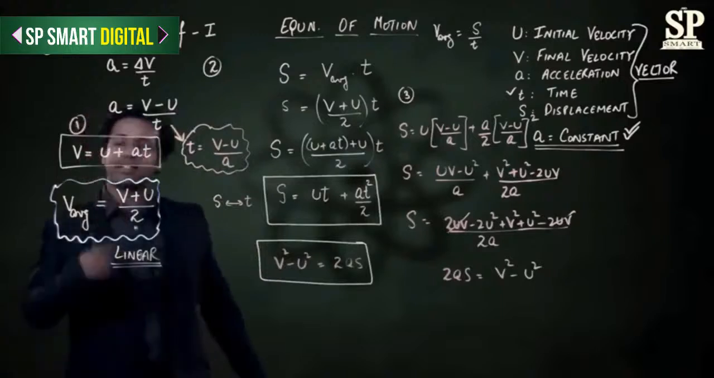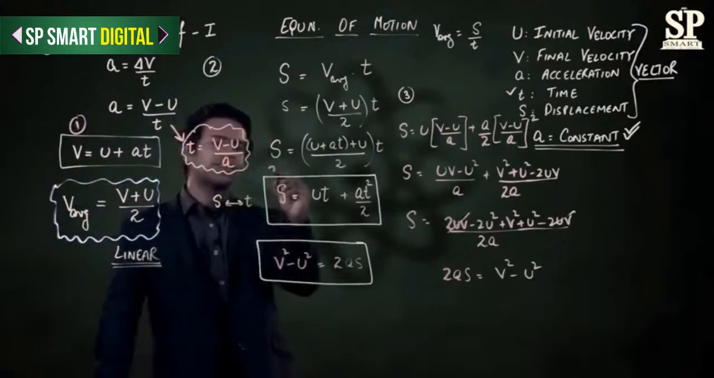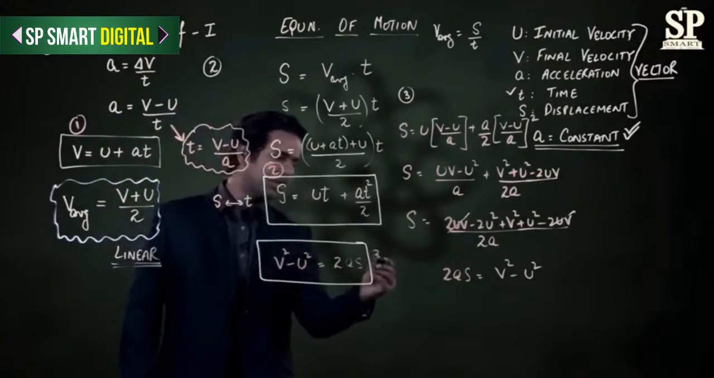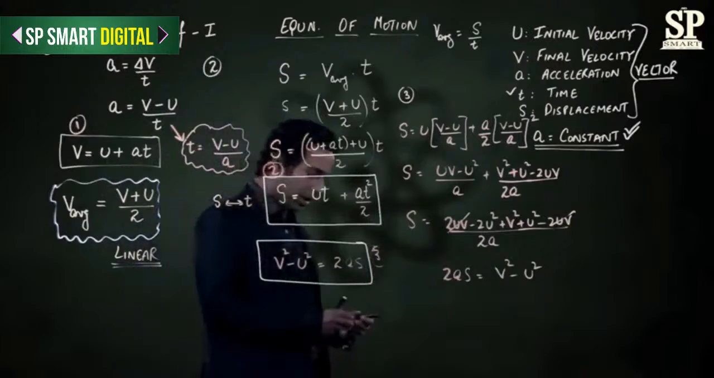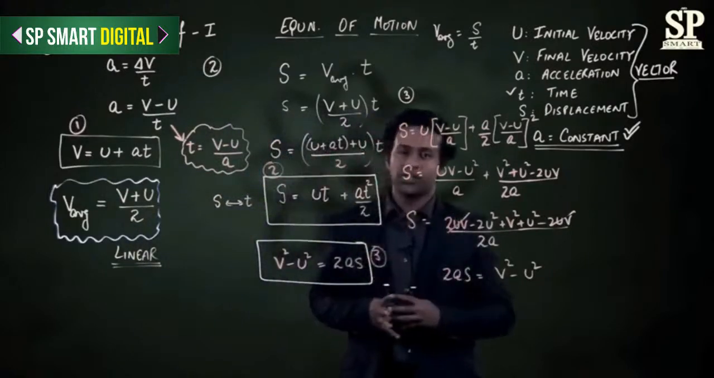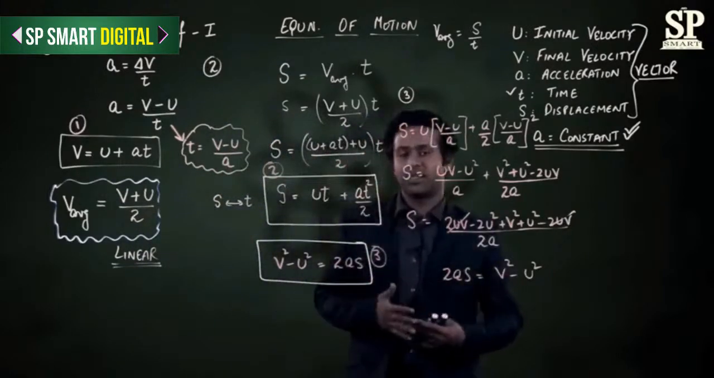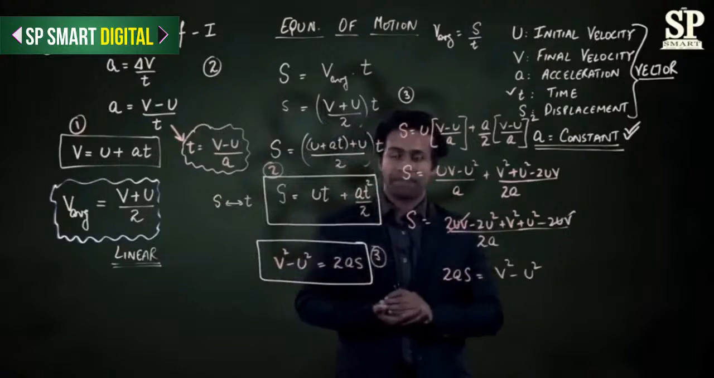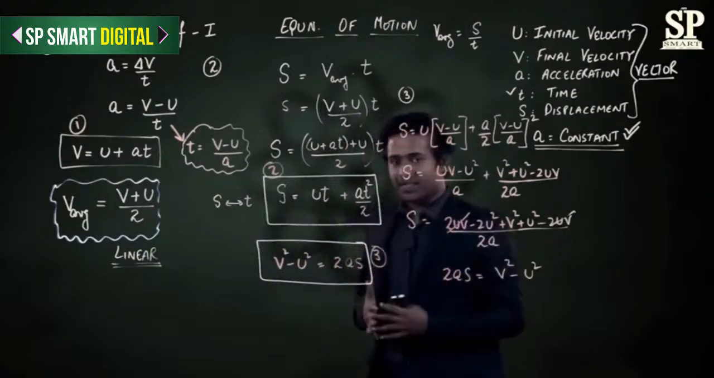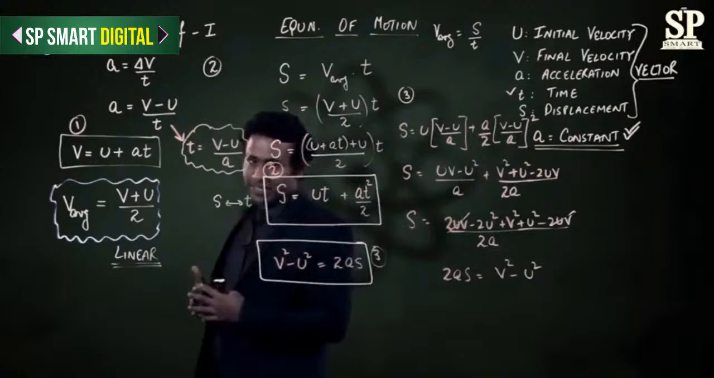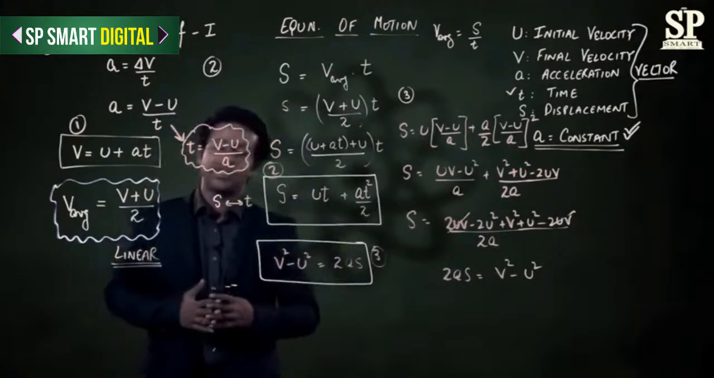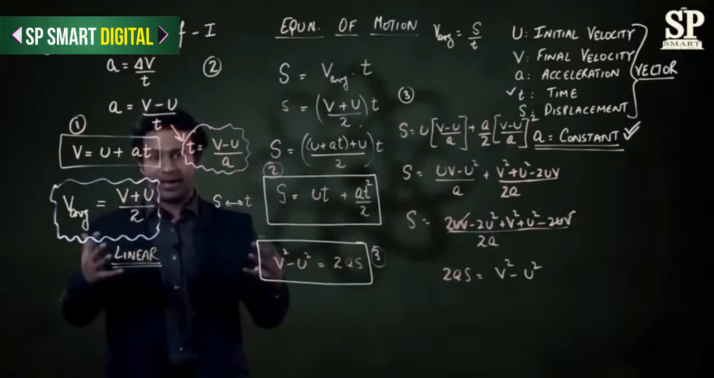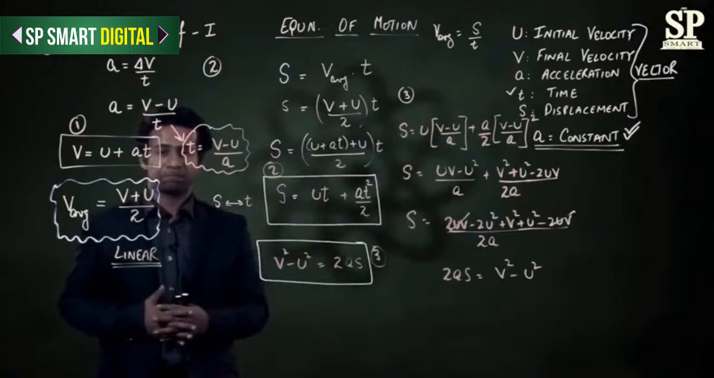So let me label this. This is the first equation, this is the second, and this is the third equation of motion. These three equations of motion relate the parameters that we use to describe motion. In the next session, we will solve a few illustrations based on these equations and see how they help us find out the values that we need. Thank you.